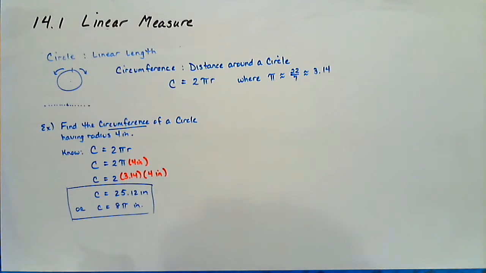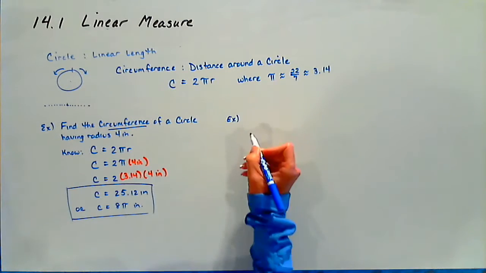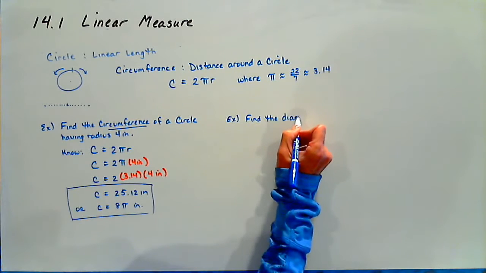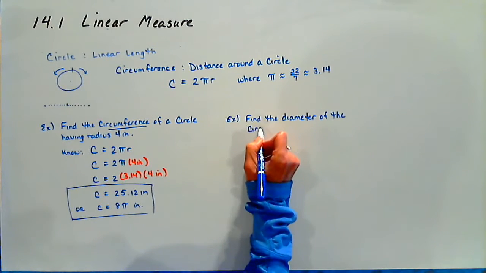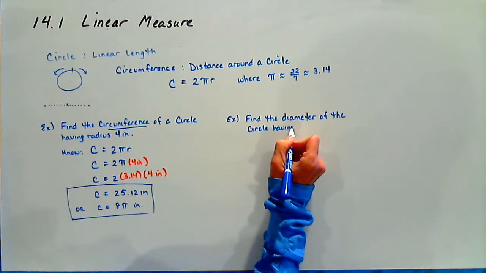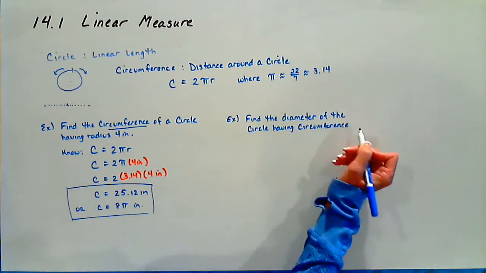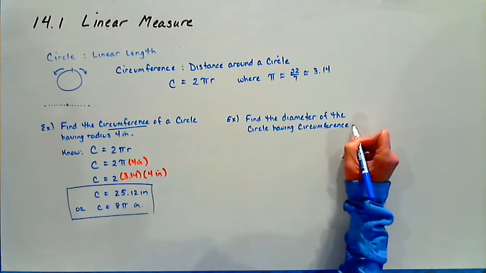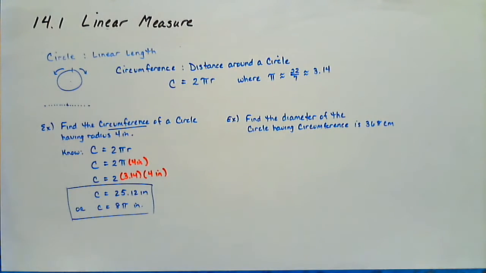Now we could go the other way and say, all right, let's do this. This time I would like you to find the diameter of the circle. And this time I'm going to tell you that the circumference, what's a good number? How about, let's see, circumference is 36 pi, and our unit of measure will be centimeters.